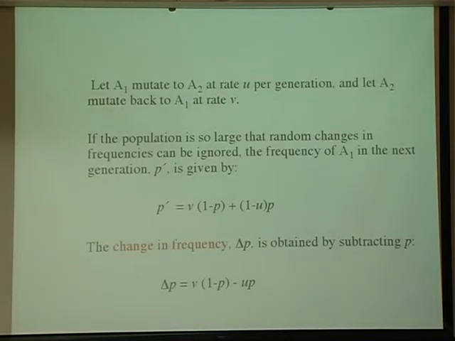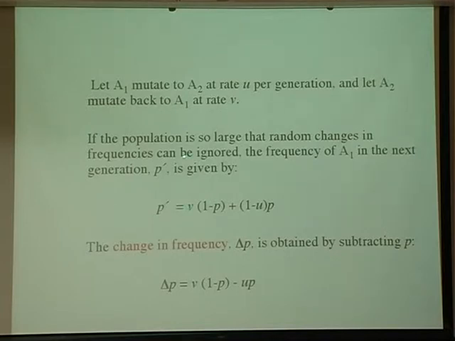So the mutation model is very simple. A1 can mutate to A2 at some rate u. That's the probability that a random copy of A1 in a random individual changes to A2. And we can have also reverse mutation. It's important to remember with single nucleotide variants that mutation can go in either direction. So you can mutate from GC to AT, or you can mutate from AT to GC.